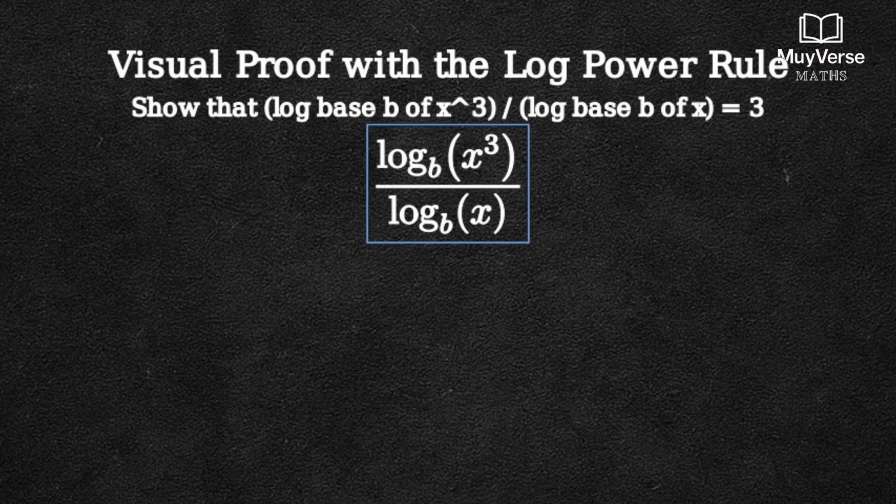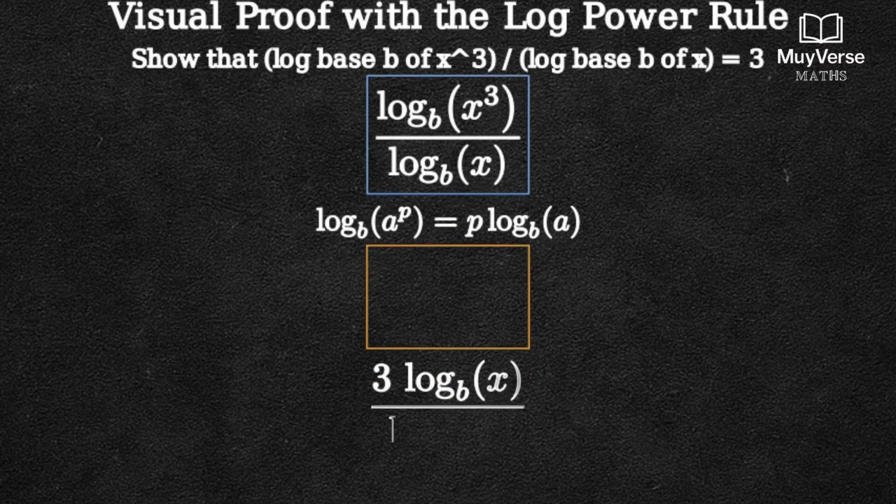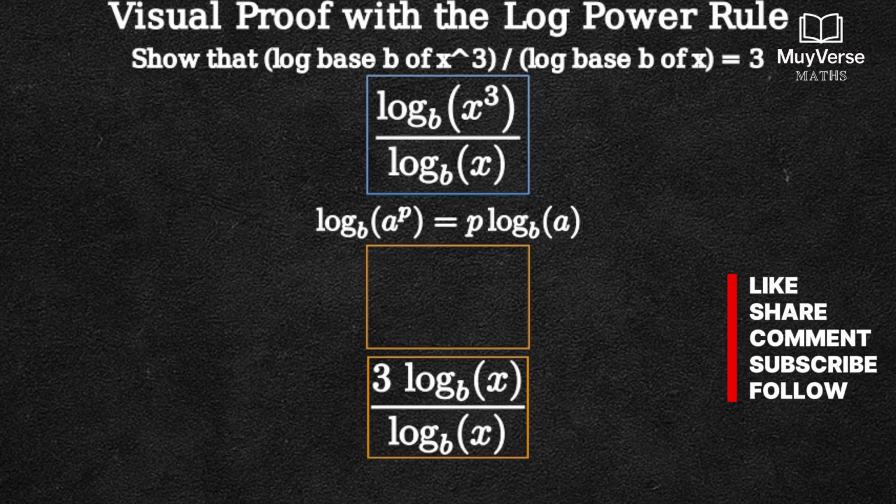Step 2. Use the power rule for logarithms. The power rule says, log base b of a to the power p equals p times log base b of a. Apply it to the numerator by pulling the 3 down. Step 3. Now the fraction is 3 times log base b of x over log base b of x. So, a common identical factor appears in the numerator and denominator.